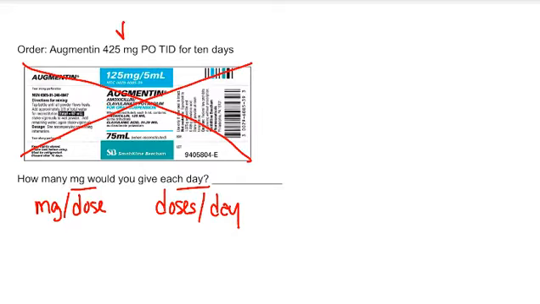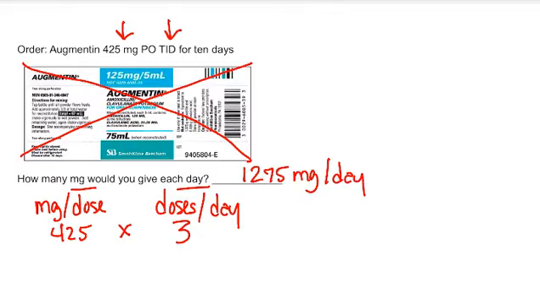How many milligrams per dose did the doctor order? And that's going to be 425. How many doses per day is TID? That means 3 times a day. So I'm going to multiply my 425 milligrams per dose times 3 doses per day, and I get 1,275 milligrams per day.